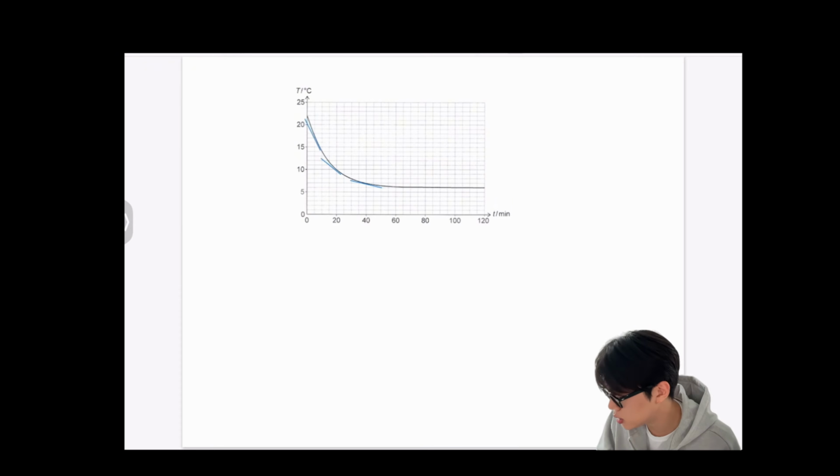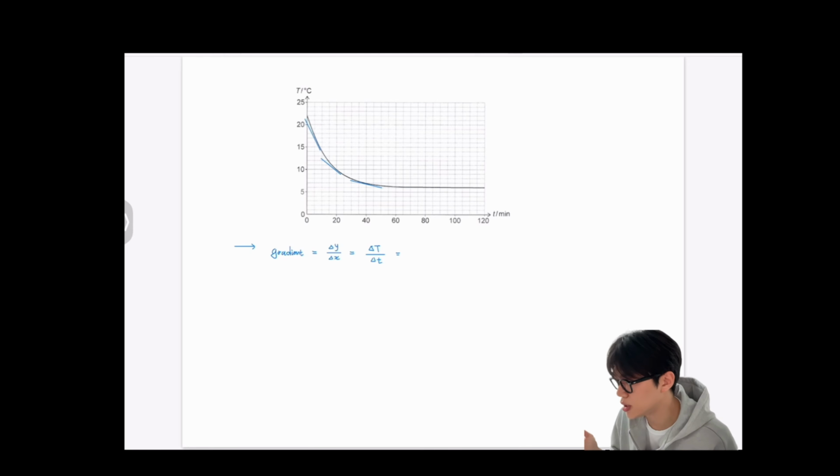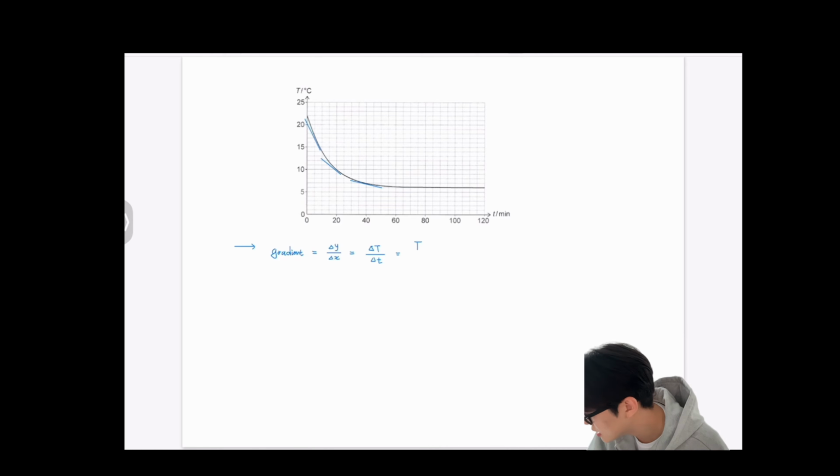If you see this one, I instantly think about the gradient equation. Gradient is always delta y over delta x in mathematics. What's the y? It's temperature, delta T over delta x, in this case the time t. So if you think about what the delta capital T is, it's the temperature difference between outside and inside, right? So I'll say temperature inside minus temperature outside over change in time.